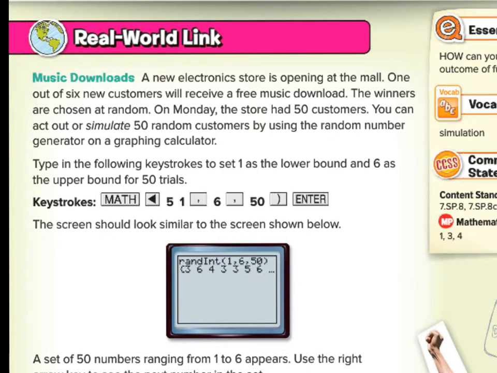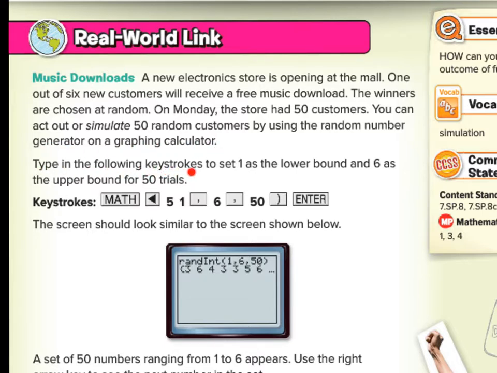Real world link, music downloads. A new electronics store is opening up at the mall. 1 out of 6 new customers will receive a free music download. The winners are chosen at random. On Monday, the store had 50 customers. You can act out or simulate 50 random customers by using the random number generator on a graphing calculator.